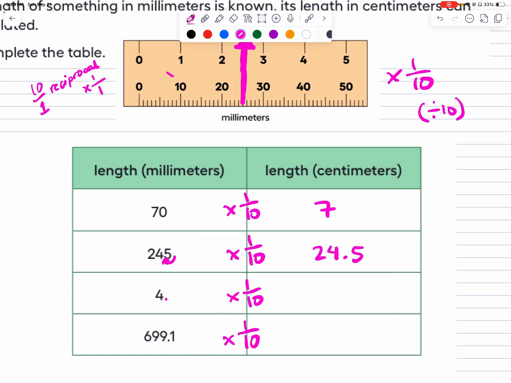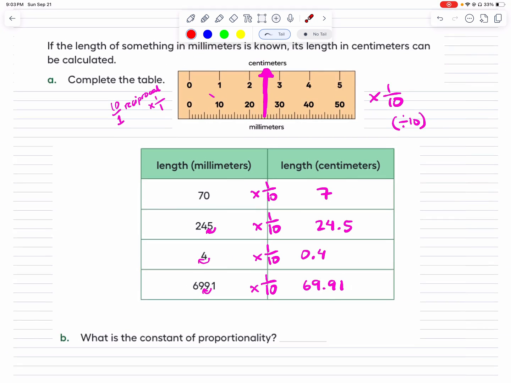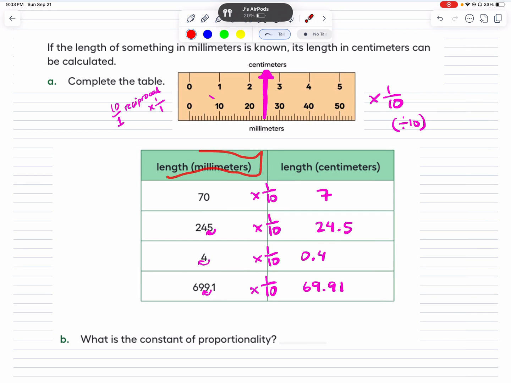24.5. Same thing here. Move it one to the right. So you have 0.4. I like putting the 0. Same thing here, 69.91. So we have the same measurement still, but we flip them around.